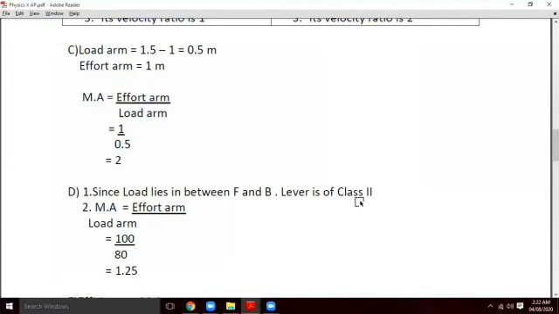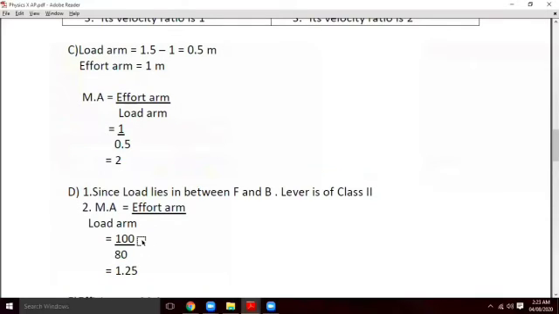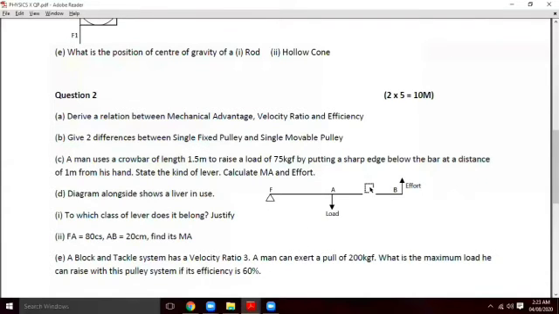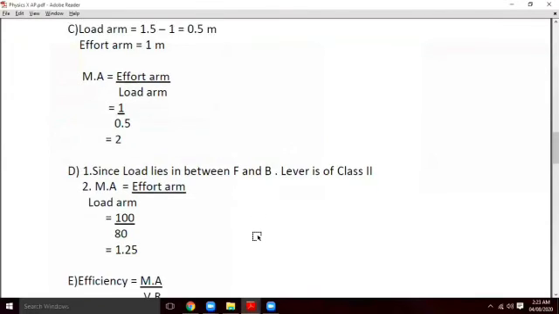Next part of the question is they ask us to find the mechanical advantage. Given that FA is equal to 80 centimeters and AB is equal to 20 centimeters. Now, mechanical advantage is the effort arm upon load arm, which is of course 100 upon 80. That works out to be 1.25. That is the mechanical advantage of the question number D of main question number 2.